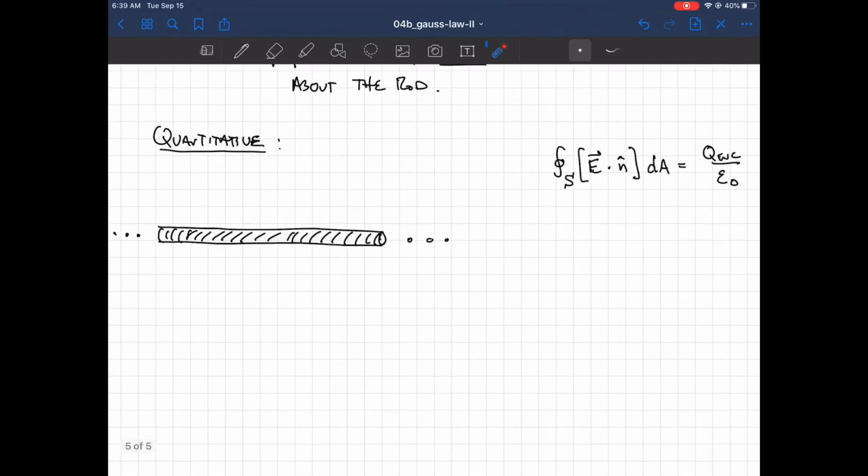Using those two ideas, the Gaussian surface that we choose is a circle around the rod and then a flat piece. So we choose a cylinder. This is solid, and this will be our surface. We choose a cylinder of a certain radius. Let's do Gauss's law now, and we'll see why that is a good choice.